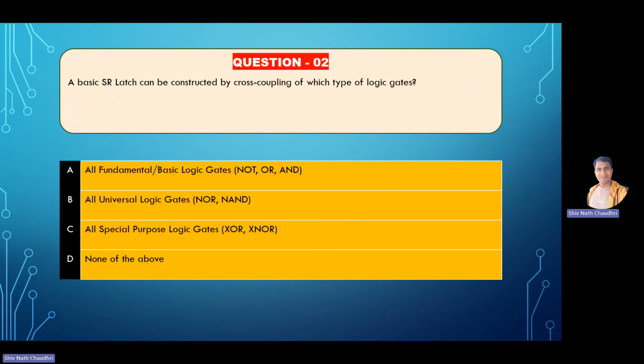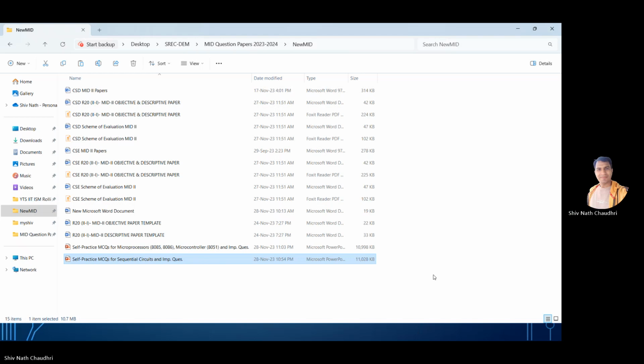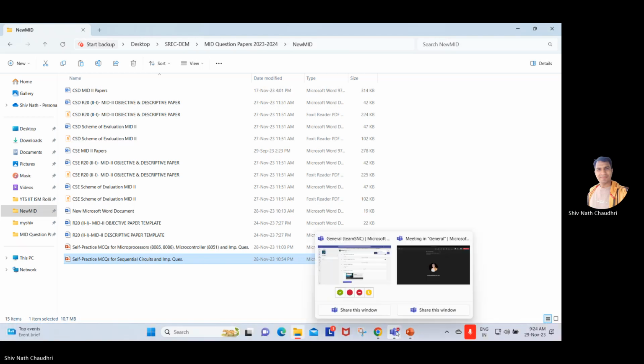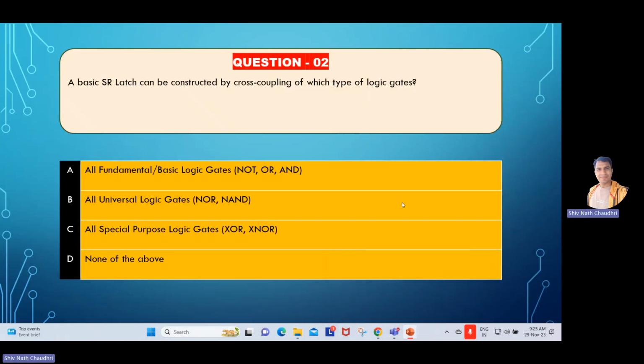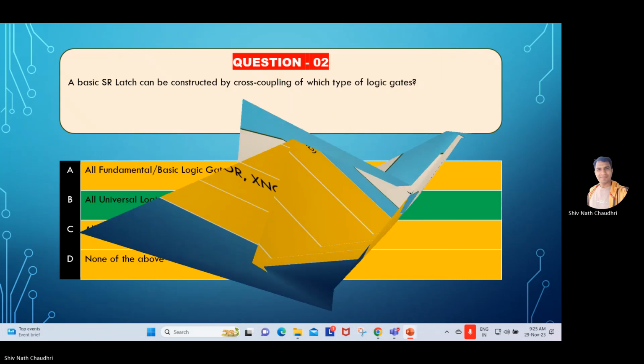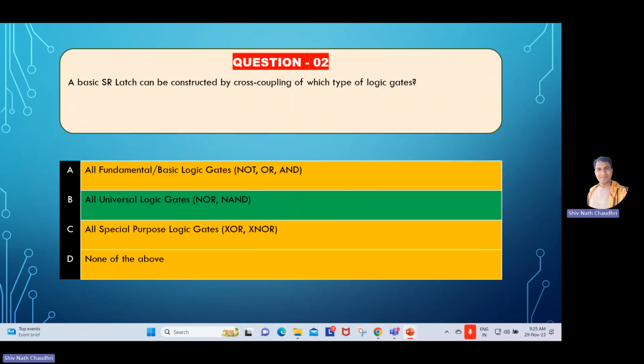So you have to think which type of logic gates you can use to construct your SR latch. Option B is right for this question, universal logic gates. By cross coupling of NOR gates and cross coupling of NAND gates, we are able to construct an SR latch.